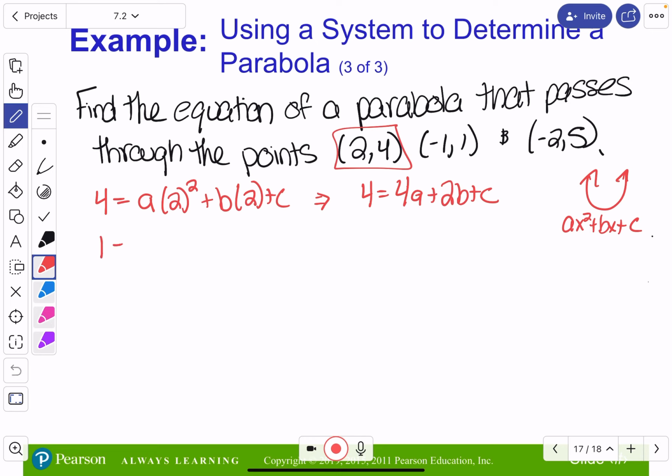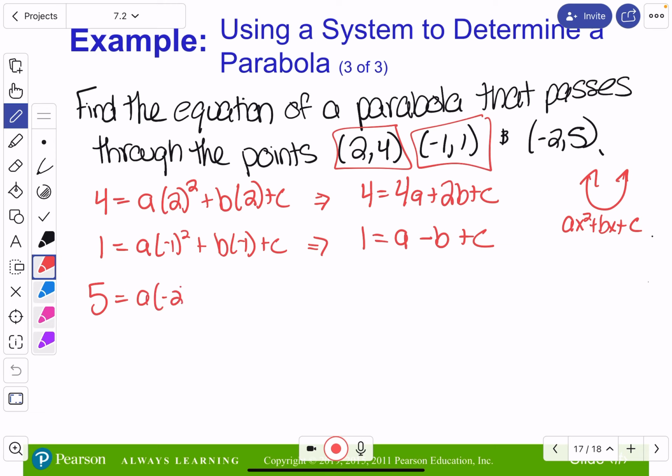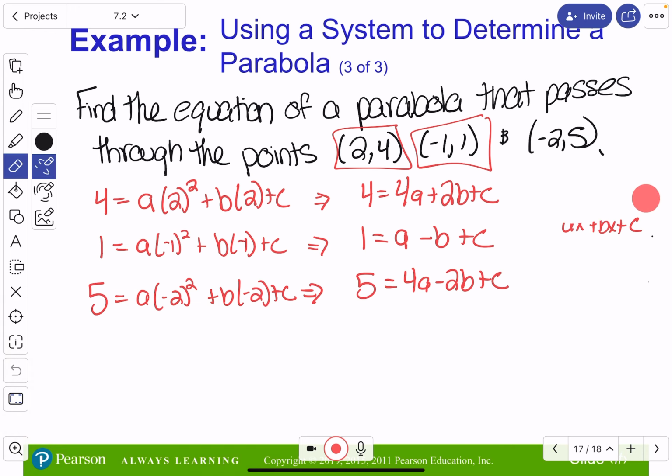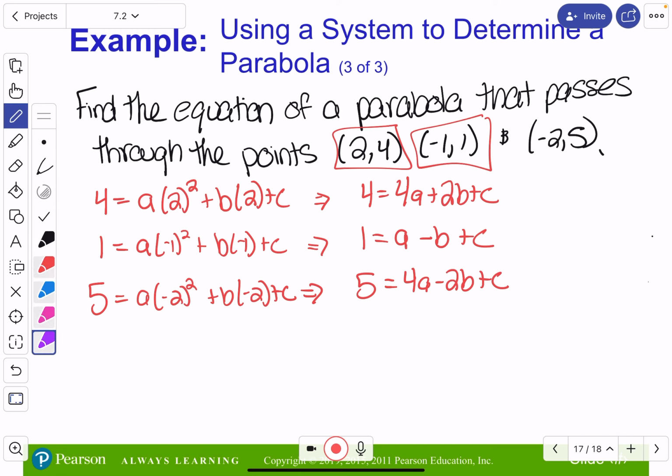The second one, we have 1 equals, and then we plug -1 in for x. So we get 1 equals a minus b plus c. And then the last one, 5 equals a times -2 squared plus b times -2 plus c. So 5 equals 4a minus 2b plus c. So now we have those equations. All we did, we know they're quadratics, so we plugged them into the standard form of a quadratic equation with the x and y's. Now we're going to solve for a, b, and c.